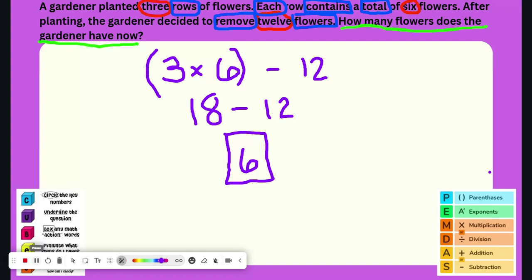And this is the expression that I came up with. 3 times 6, in parentheses, minus 12. 3 times 6 is in parentheses because that is going to give us the total number of flowers first. And then we are subtracting 12 because he decided to remove 12 flowers, which means he's going to take them away. So 3 times 6 is 18. When we subtract the 12 that he removed, we end up with 6 flowers. So how many flowers does the gardener have now? He only has 6.